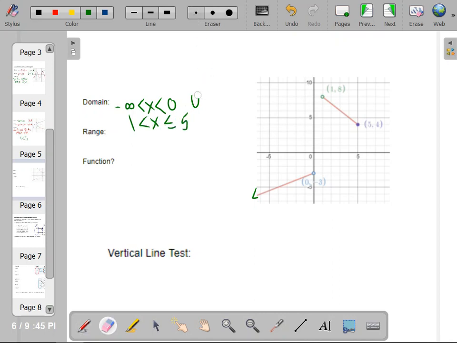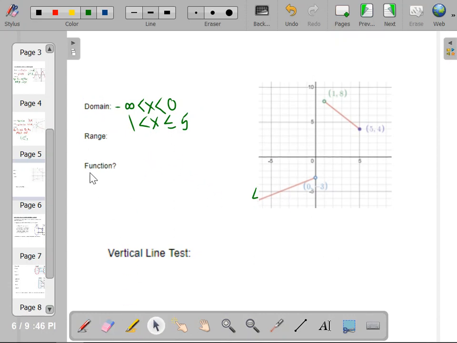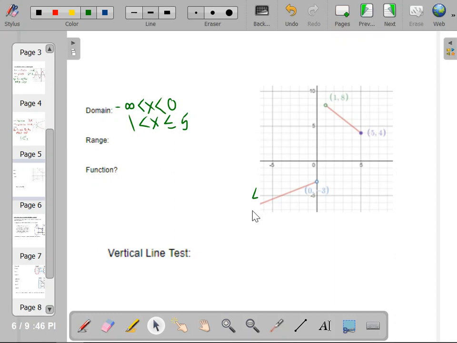This is a piecewise function, so if you just list them out, that's okay for now. We'll talk about that notation more later. So we have negative infinity to 0, that's this piece, and then 1 to 5, that's this piece. But notice you have an open circle at 1, so you have a less than, and you have a closed circle at 5, so you have a less than or equal to.